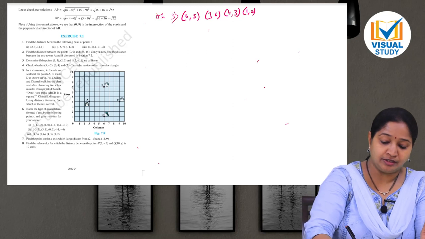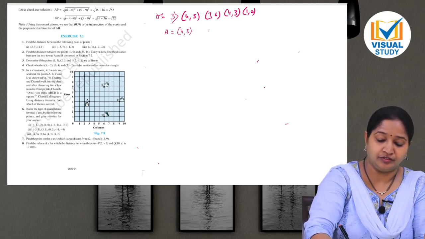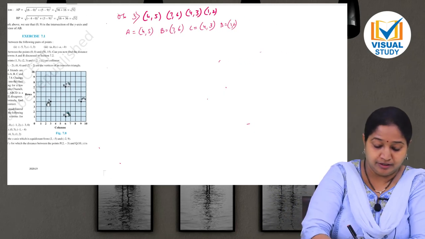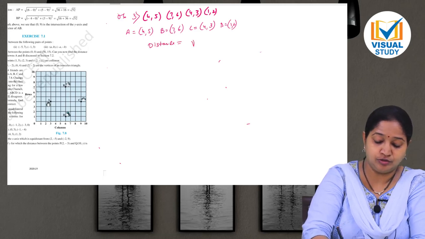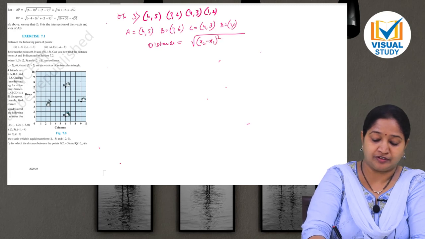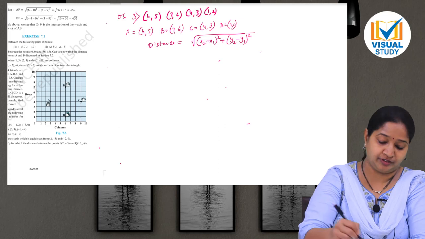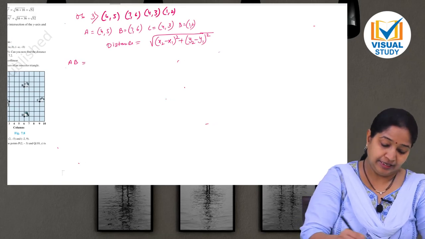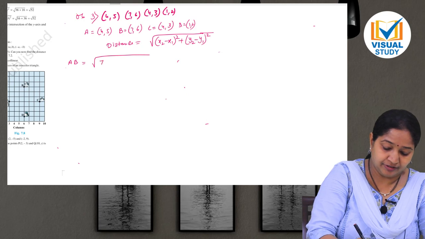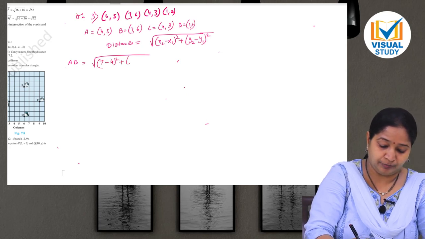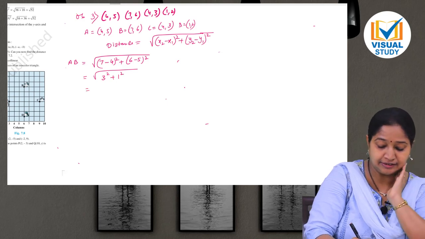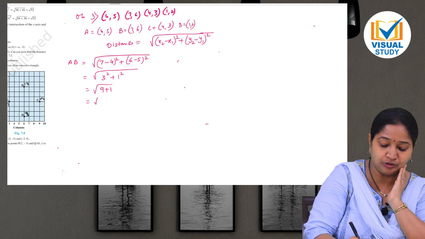Distance formula. Again use the distance formula. Our A is 4, 5. B is 7, 6. C is 4, 3. And D is 1, 2. Write the distance formula: the distance is equal to the square root of x2 minus x1 whole square plus y2 minus y1 whole square. AB. What is AB? AB equal to 7 minus 4 whole square plus 6 minus 5 whole square, that is 3 square plus 1 square, that is 9 plus 1, and that is equal to root 10.